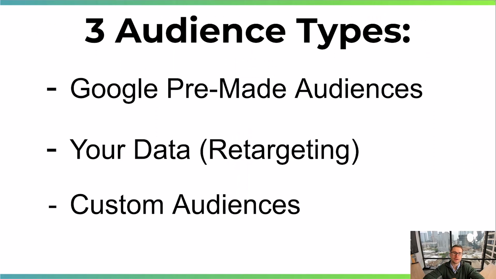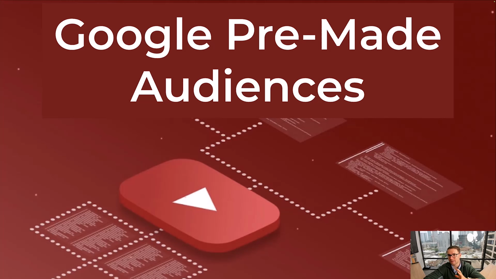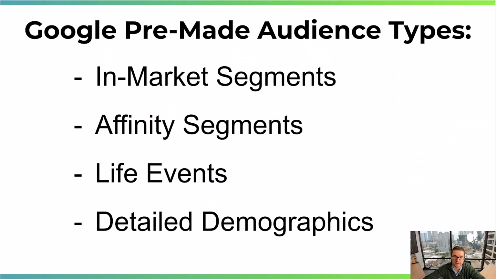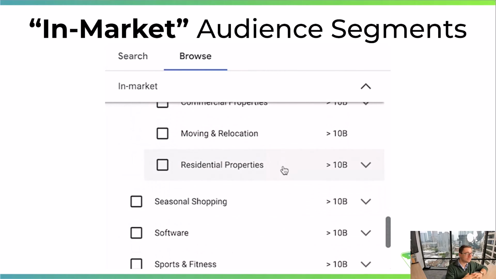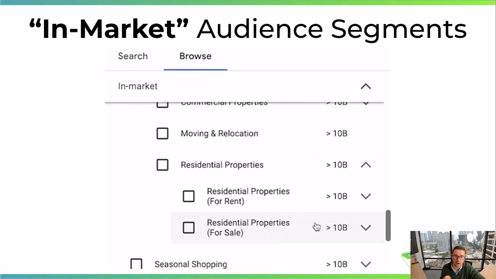Now, there are three main audience types: Google pre-made audiences, using your own data for retargeting, and custom audiences. So let's start by breaking down Google pre-made audiences. Again, there's four main types of these: in-market segments, affinity segments, life events, and detailed demographics. Now, these are the audiences that Google has already pre-built for you. We're going to talk in a second about how you can build custom audiences and why that's even better, but stay tuned for that. So if you take a look here, the first one is in-market audience segments.